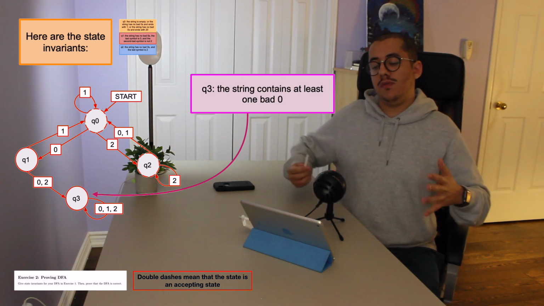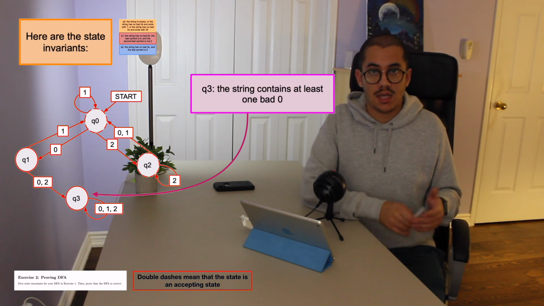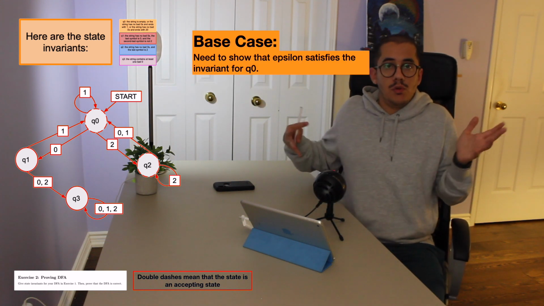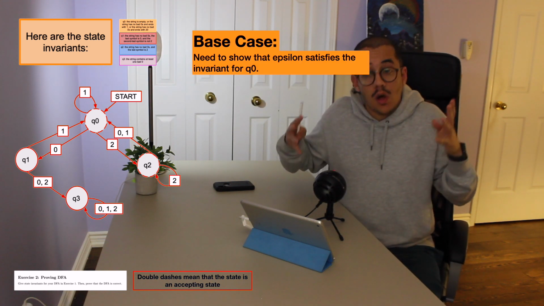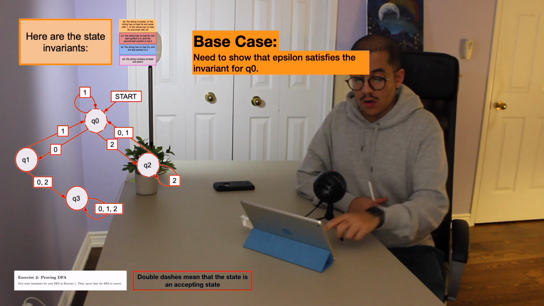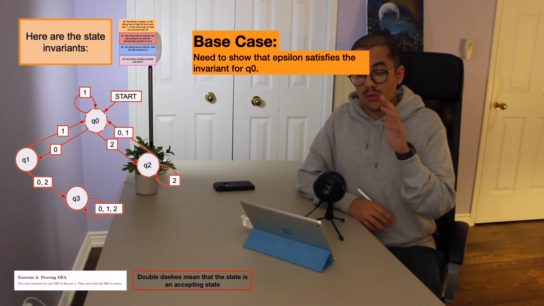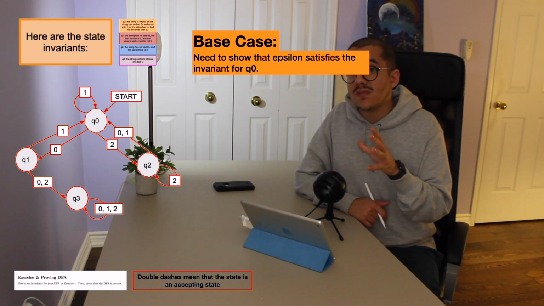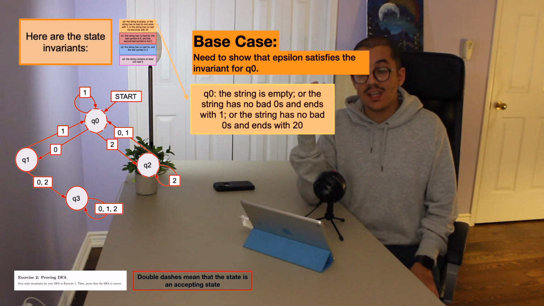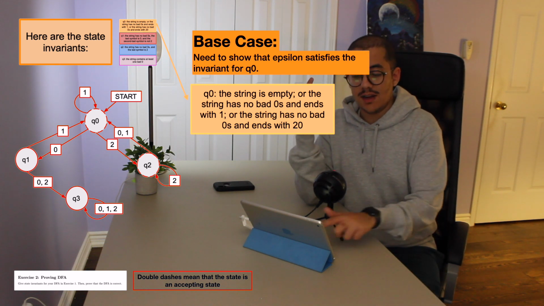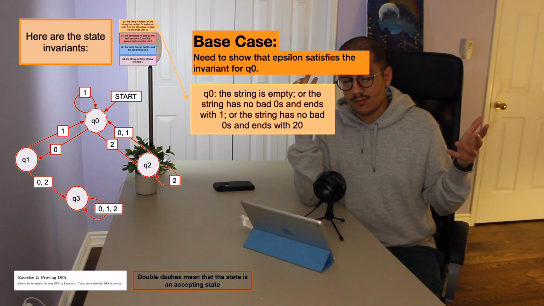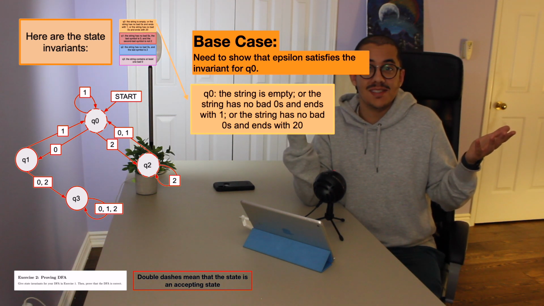To prove the correctness, we're going to start with the base case, which is epsilon. That's the first and foremost thing. Epsilon satisfies the invariant from Q0 because that's where we start. And as you remember, it does satisfy Q0 because literally the first clause is that the string is empty. So it satisfies our base case, and that's pretty much it for the base case.